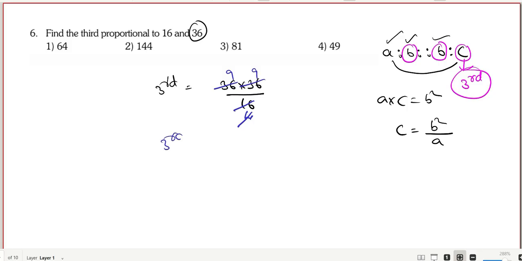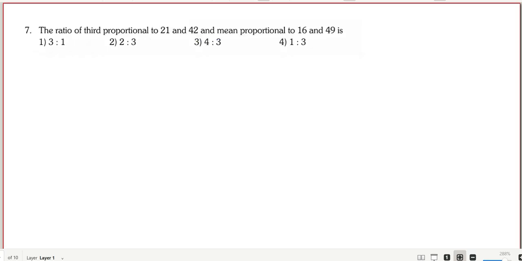So the third proportional will be obtained as 9 9s are 81. That is, the third option is the correct one. Okay. Now let us see the next question.